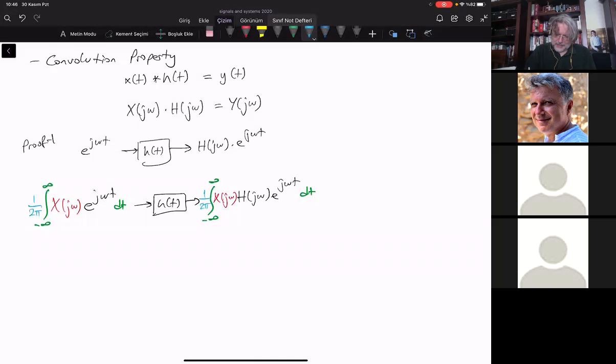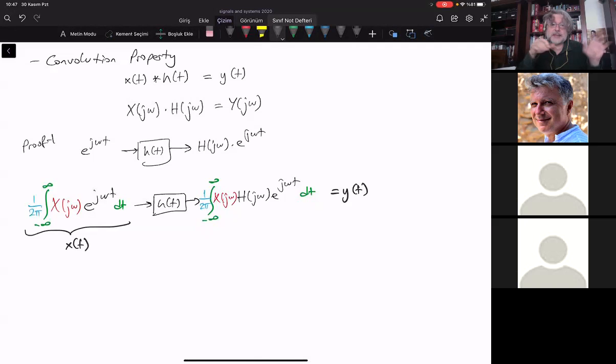And the thing that I have at the right-hand side, I already know that the right-hand side is equal to y of t. That's by definition, if I convolve h of t with x of t. And look at the left-hand side equation now.